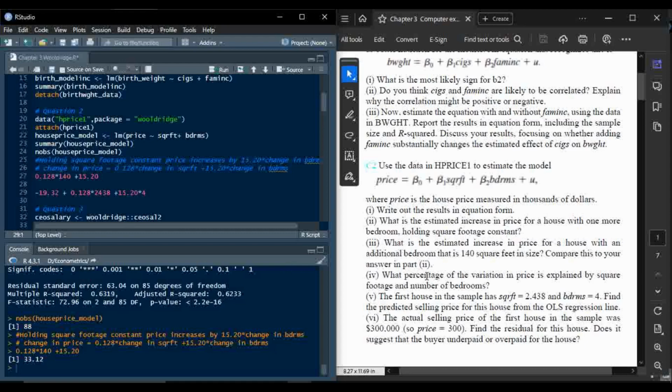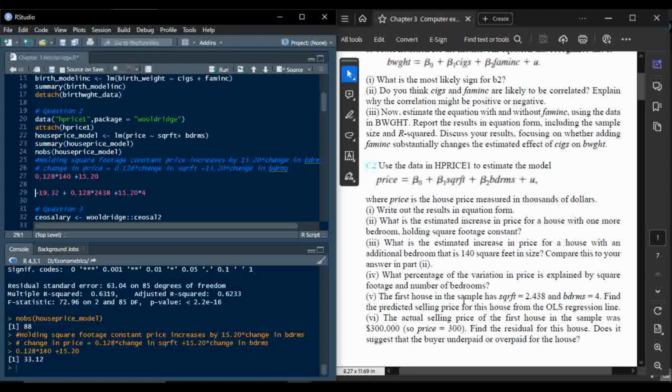Now let's look at the fourth question. What percentage of the variation in price is explained by square footage and number of bedrooms? The answer to this question is R squared, and we had seen in the earlier section that the R squared value is 0.63, that is 63.2%.